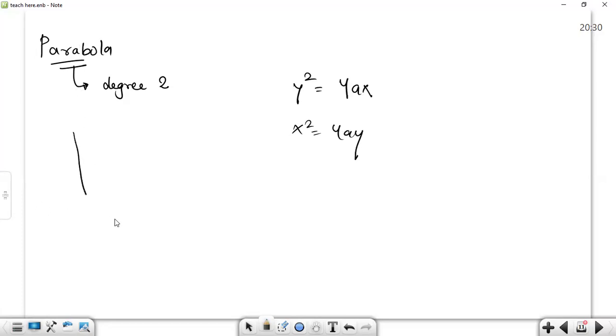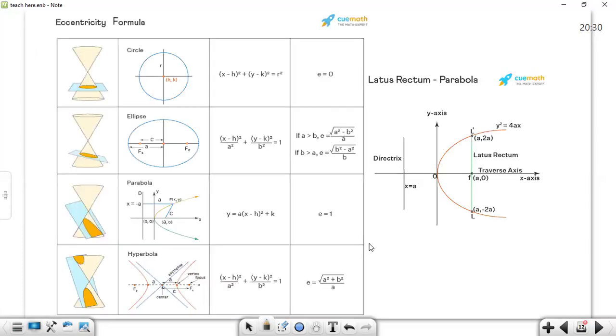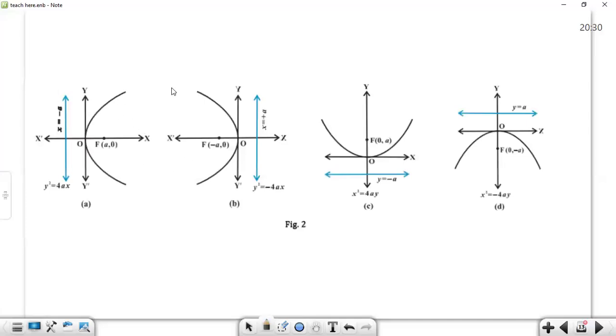Basically, a parabola is a curve like this. We'll understand more about it here. As you can see, this is also a curve, y square equals 4ax. Now, what decides whether the parabola will face positive x-axis, negative x-axis, positive y-axis or negative y-axis? Let's observe this equation: y square equals 4a times x, and a will always be positive.